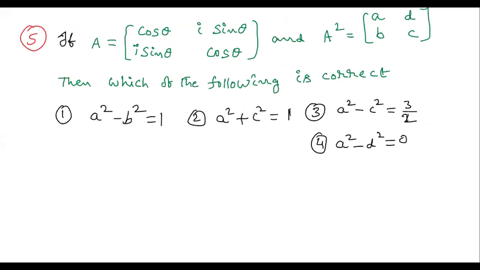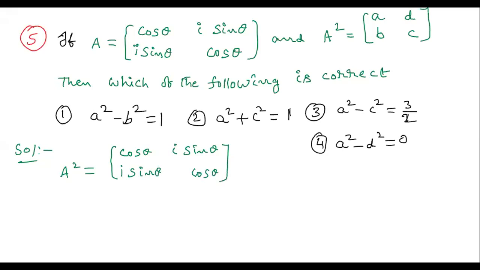Now, A matrix is given and A square is given. Compare both the matrices, then we will get the answer easily. Now, what is the A matrix here? Cos theta, i sin theta, i sin theta, cos theta. But we need to find A square. So A into A. Now write here, cos theta, i sin theta, i sin theta, cos theta into the same matrix once again.